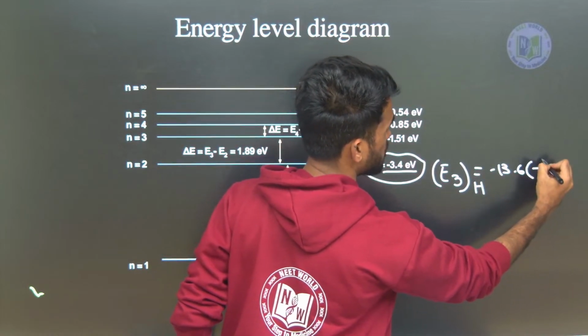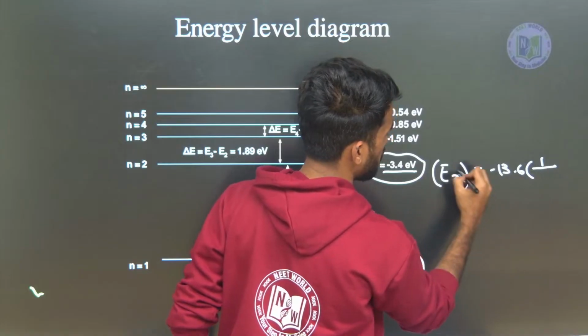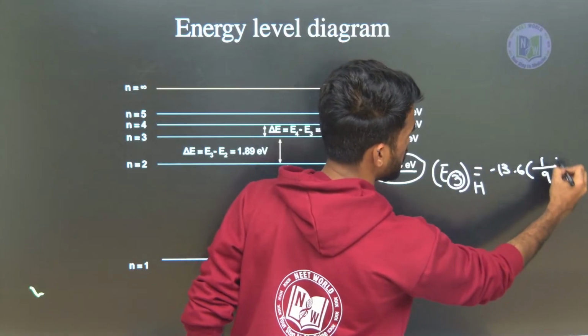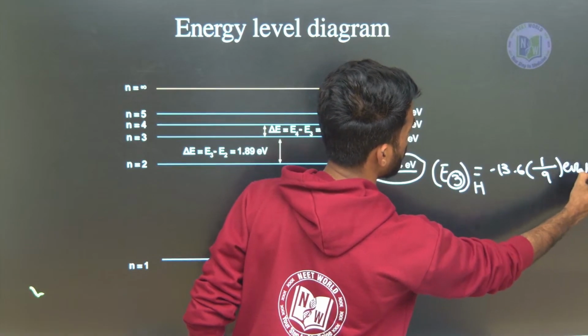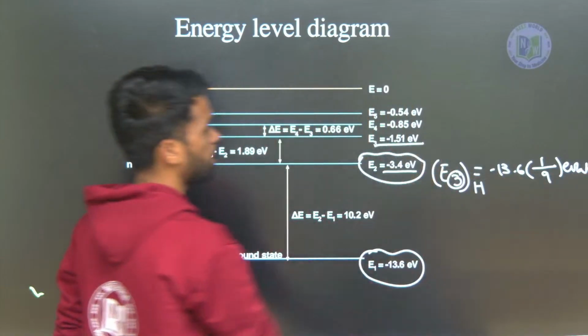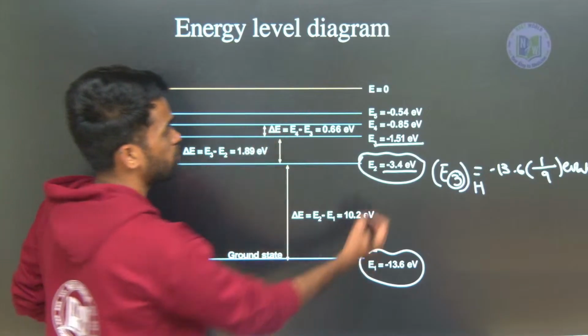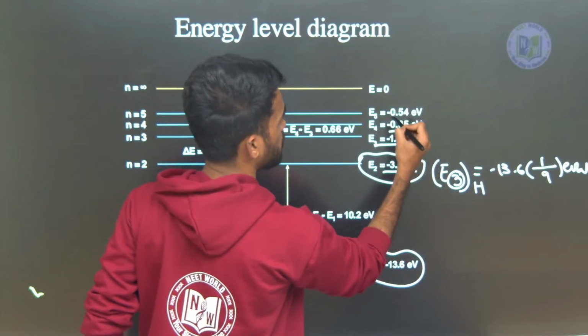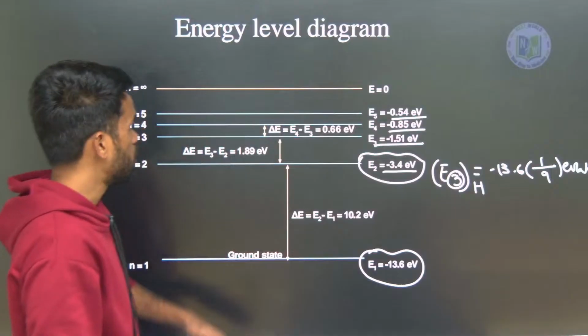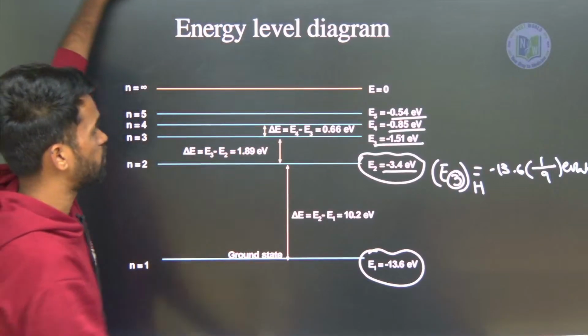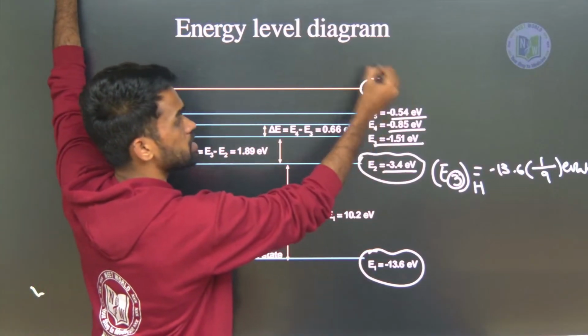Z square is how much? For hydrogen, 1, by n square. n is 3 square, it becomes 9, electron volt per atom. Upon simplification, you will get minus 1.51. Okay. Similarly, for E4 it is 0.85, E5 0.54. Upon going up to infinity, we will get energy as 0.